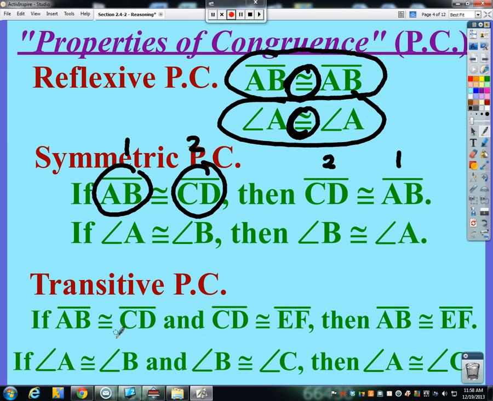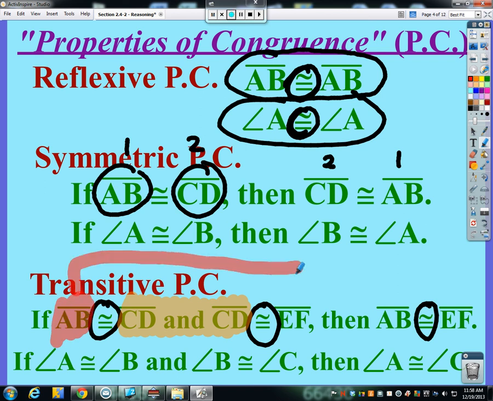Transitive property. Again, three congruent symbols involved here. Again, more like a domino effect. The domino effect is right here, in between our first two congruent signs. These things need to match, and if they match, then we can take the very first thing and match it up with the very last thing, because that's exactly what we're saying right there. And again, we can do the same thing with angles.